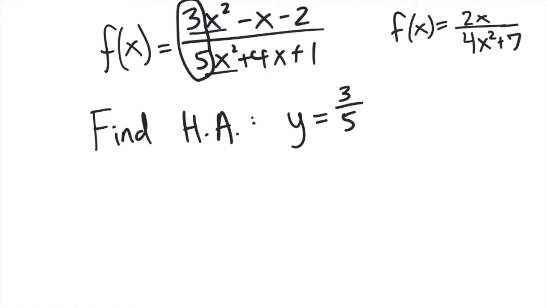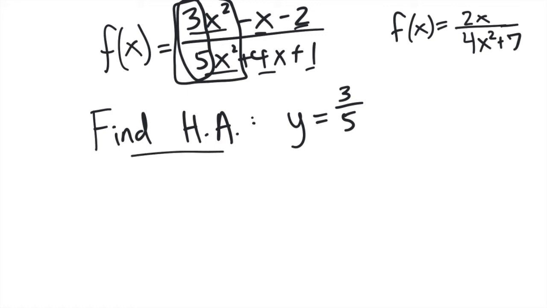But I want to get at the math of what's happening and help us understand why we only care about the leading degree. Why do we only care about those first terms? Why do we not care at all about the x or the 2 or the 4x or the 1? Those are basically irrelevant in this problem as far as finding a horizontal asymptote. But why? It really has to do with limits. And so here's what you're actually doing.